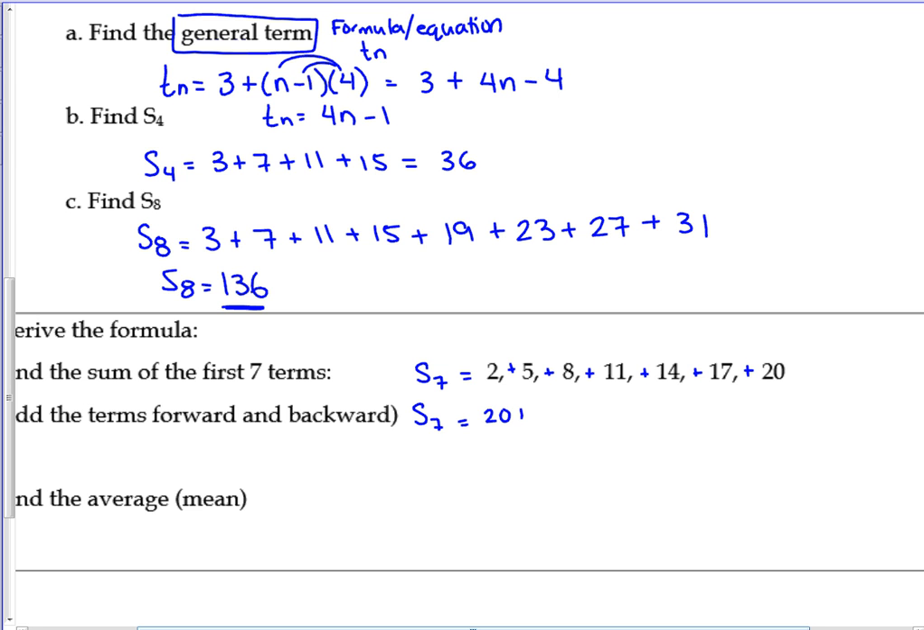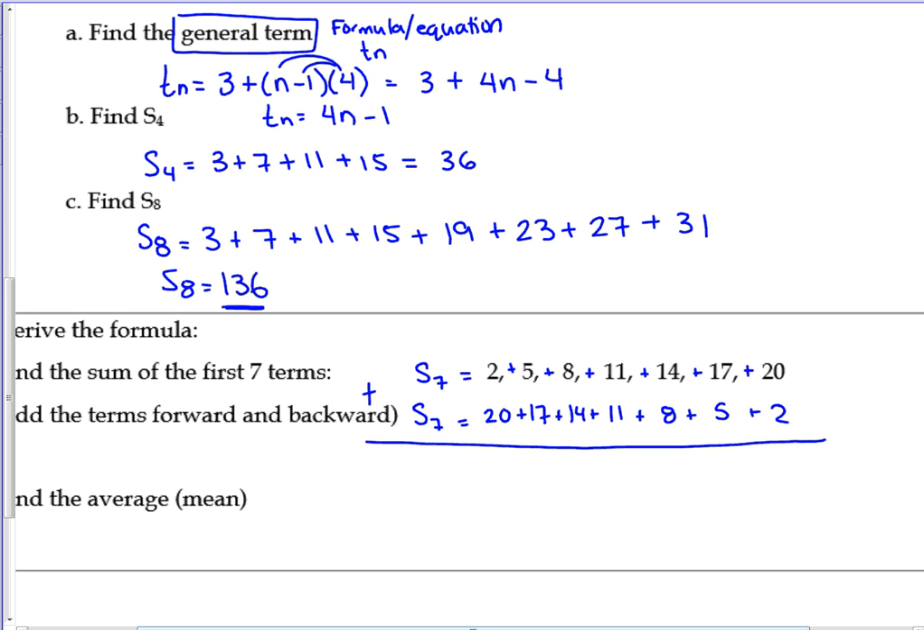So 20 plus 17. Try and make them line up with the terms above them. 14, 11, 8, 5, and 2. Same sequence but backwards. What we're going to do is add these two equations together. And you've done that, right? When you did systems of equations before, you've added equations together. So let's add these two equations.